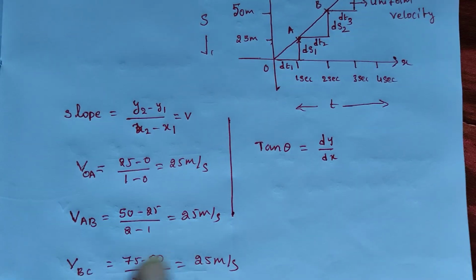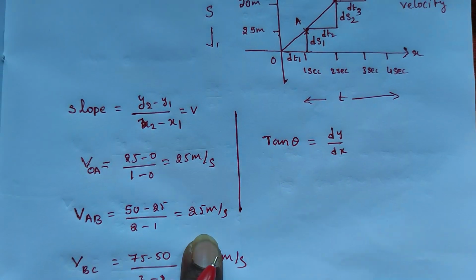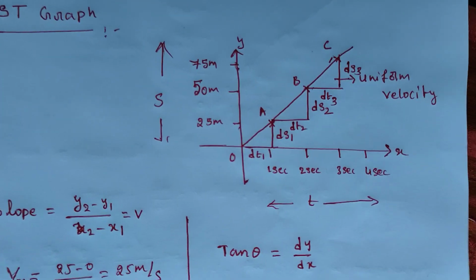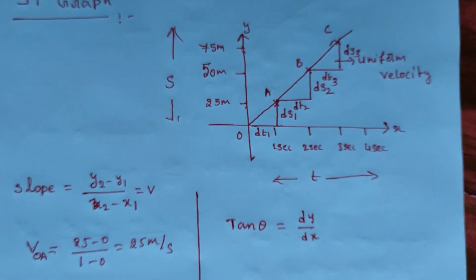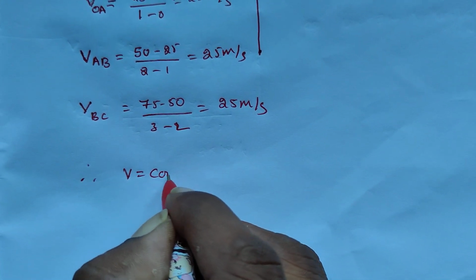Here in every interval you are getting that velocity is constant. How much? 25 meter per second, 25 meter per second, 25 meter per second. Therefore the body maintained constant velocity. Therefore velocity is constant.